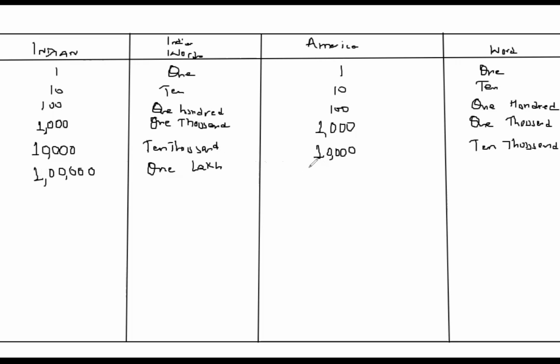Whereas when we go to the American or the US system, we put the period after every third digit, going from right towards left, and they go up to three places of each denomination, you can say, right? So like ones, tens, hundred, then thousand, 10,000, 100,000. So this will be 100,000.